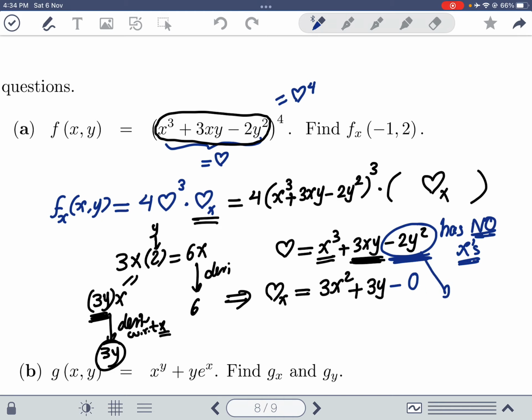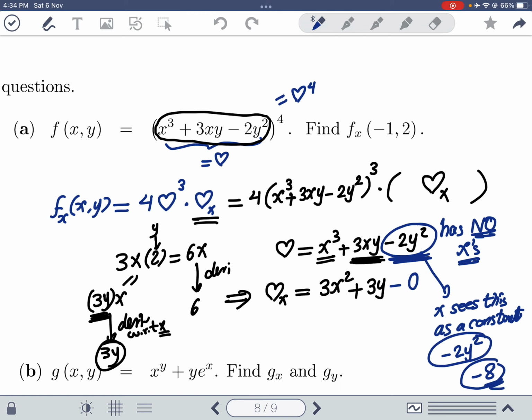For you, this x sees this as a constant. It doesn't see it as anything else. I mean, it sees it as minus 2y squared or minus 8. What it does is that it sees it as a constant with respect to x. When we say with respect to y, you do the opposite thinking, if you know what I mean.